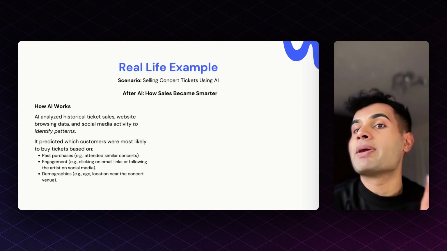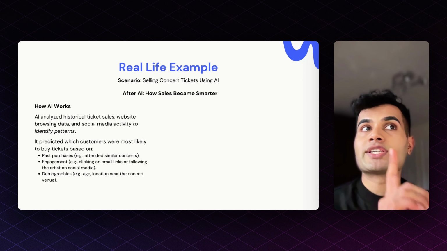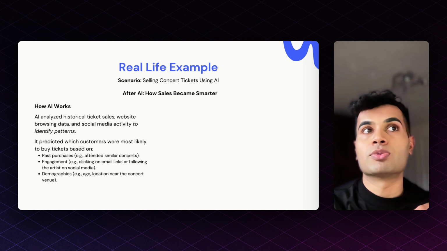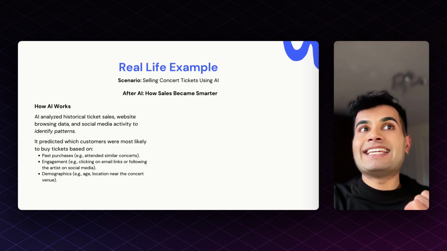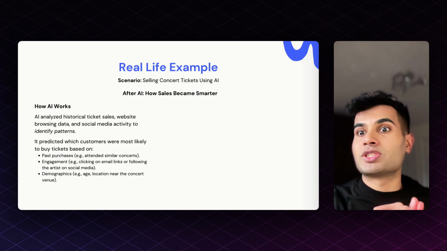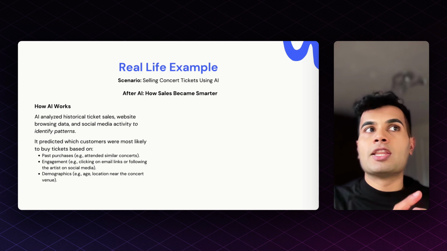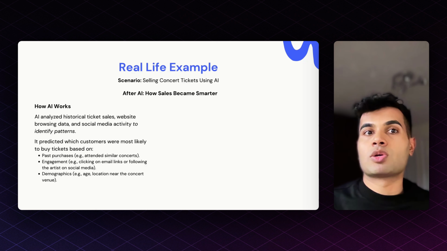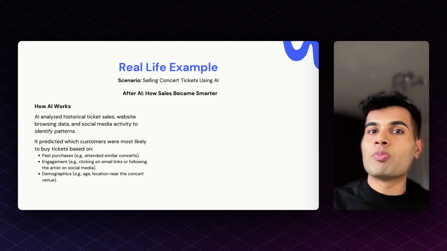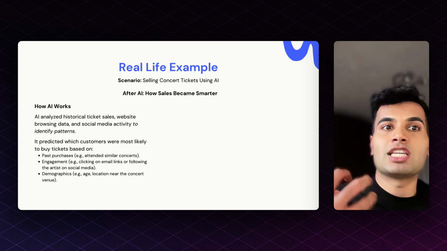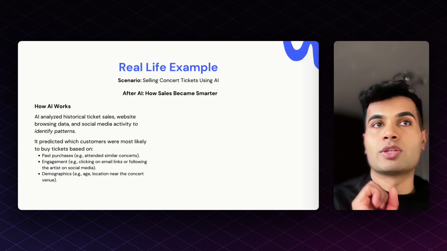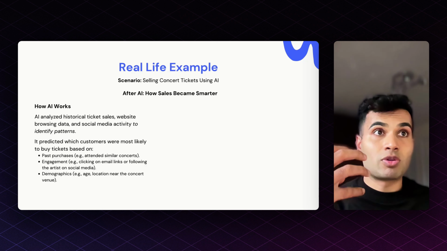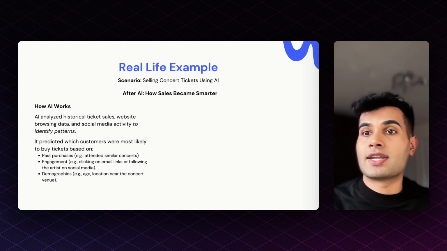From here, we can predict which customers are most likely to buy tickets based on maybe three variables. Firstly, have they attended similar concerts? Have they previously bought with us? Secondly, the links we send them. We've all received promotional emails. From these marketing emails we send, who actually engages with them, who clicks on the email links, follows the artist on social media, or replies to what we send out?